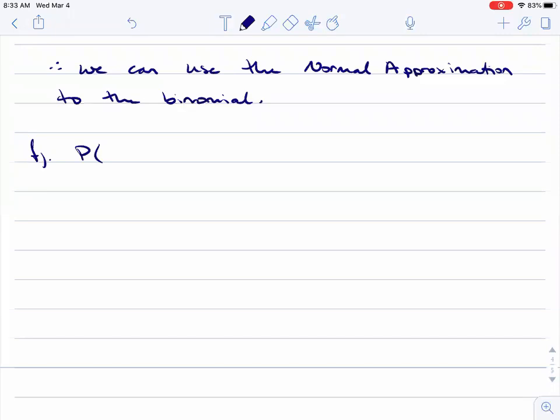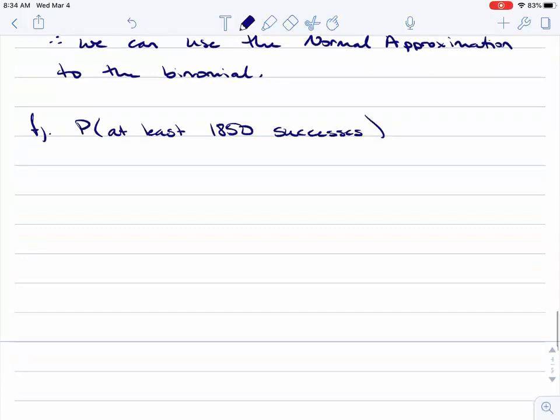We want the probability of at least 1,850 successes. Kind of using shorthand here, just to summarize what we want to do.